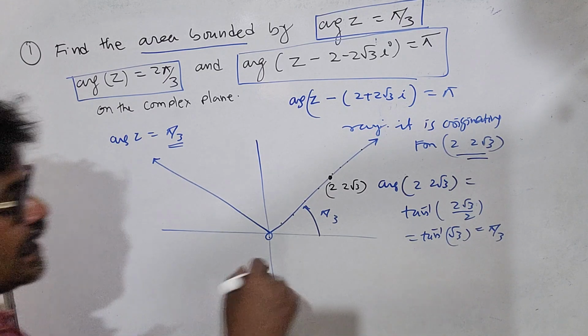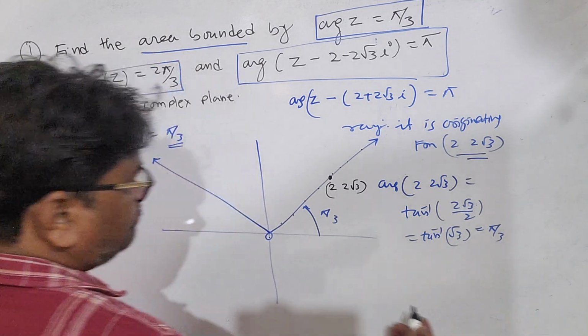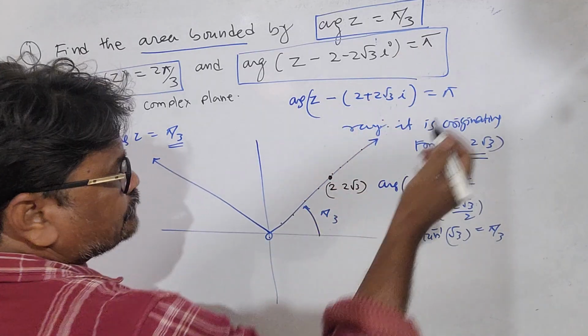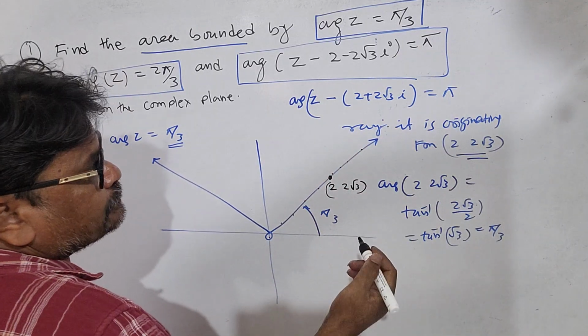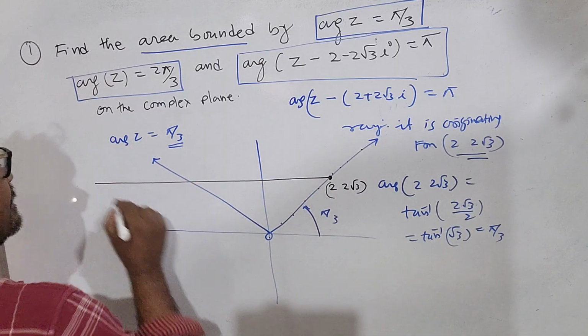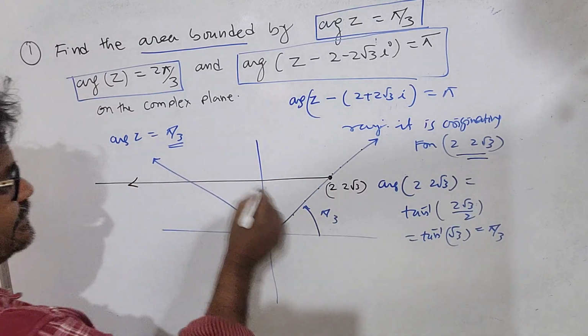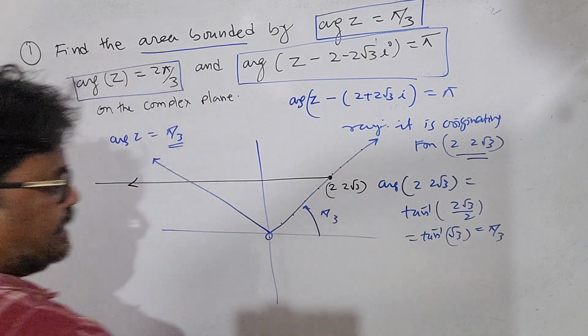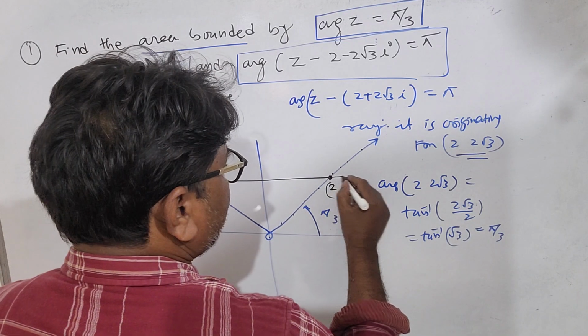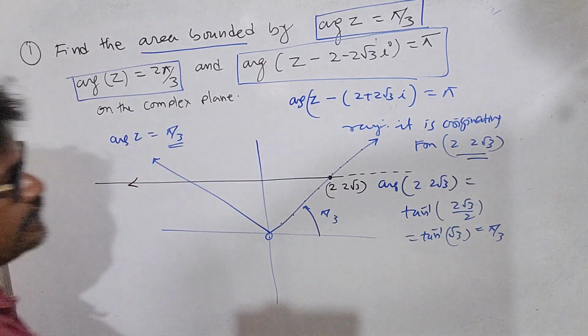Now from here we have to originate a ray, and that ray must make angle pi with the positive direction of x-axis. Pi means this is originating from here, correct? This is the ray. This ray makes the angle pi with the x-axis, so it is something like that, pi.